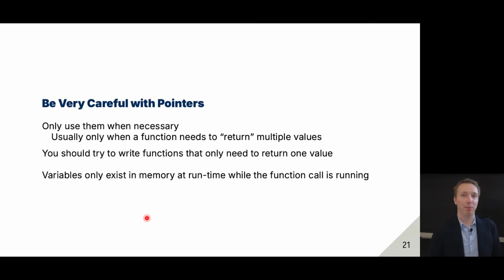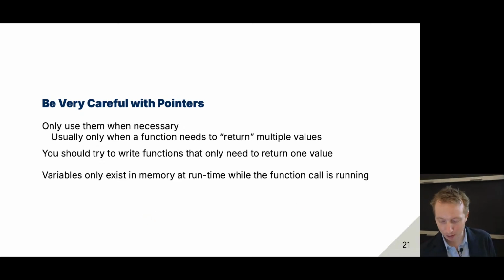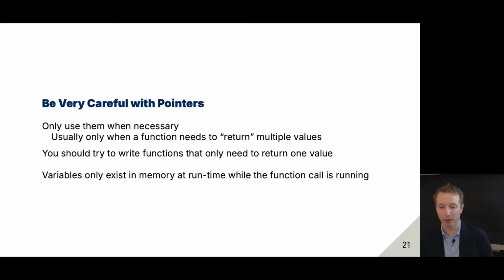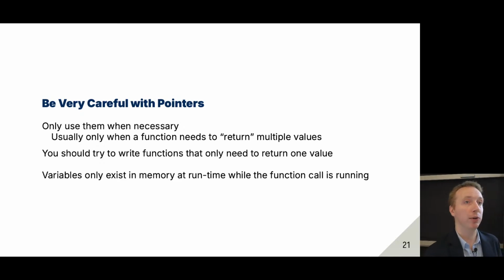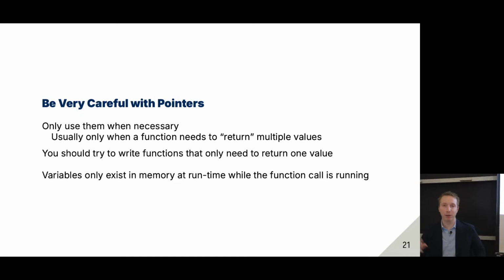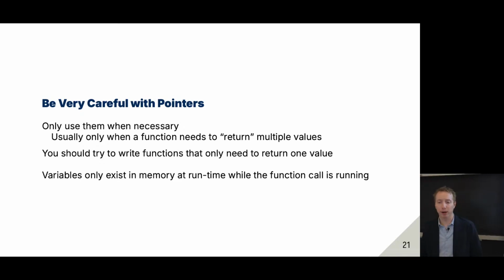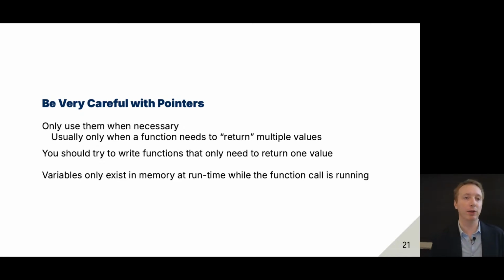So to wrap up today's comedy of errors with pointers, just be very, very careful with them. Only use them when necessary. Usually you only actually have to use them if a function needs multiple return values, so it needs to set multiple values that you want to access in whoever called that function. You should try and write functions that just need to return one value, so you just return that value, and then you don't have to worry about pointers. The easiest way to use pointers is to avoid using pointers.